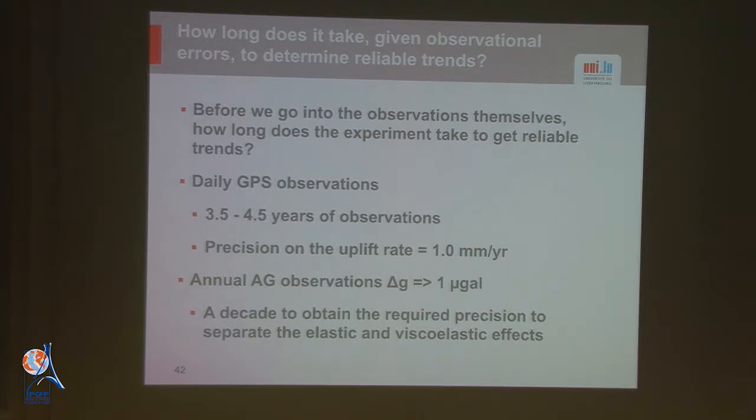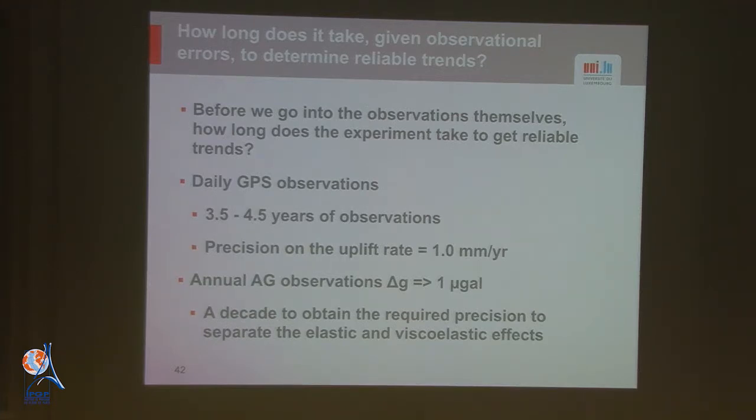Now, before we started this experiment, we wanted to look at the errors on our signals and decide how long this experiment would take. If we assume that we have daily GPS observations with the best precision that we have now, it would take 3.5 to 4.5 years to get a decent trend on the GPS, including the annual or seasonal signal.